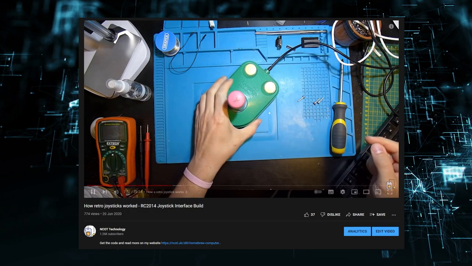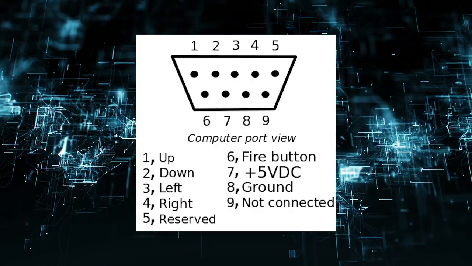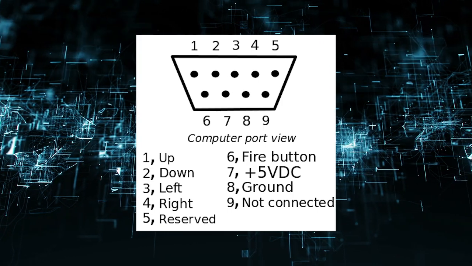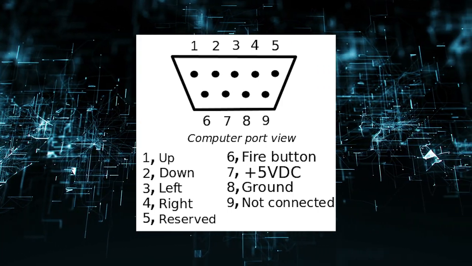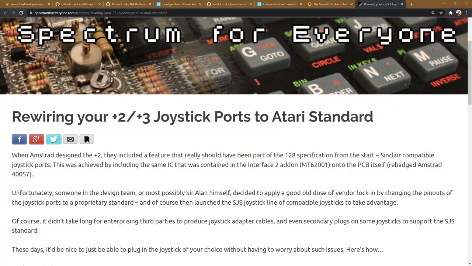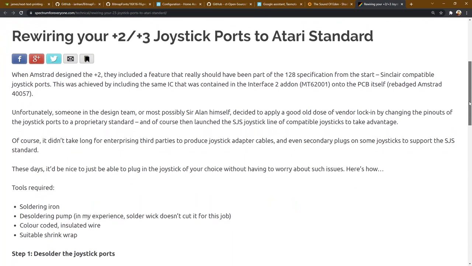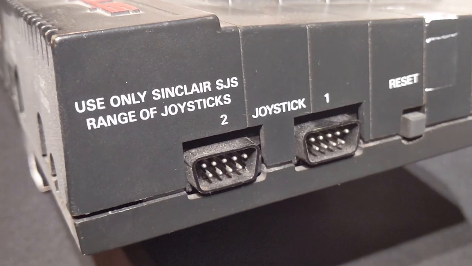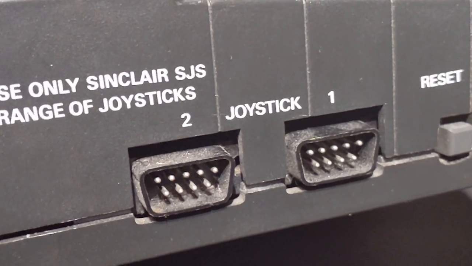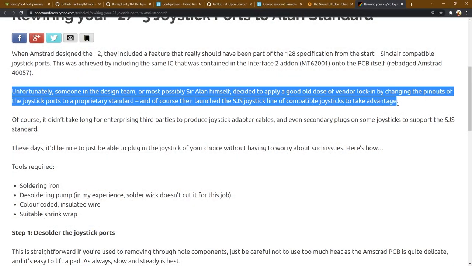Joysticks from this time period are stupidly simple. I made a video about them. Watch it after this one if you're curious. They're all wired up the same way, using a standard that began all the way back on the Atari 2600. And this is fine, except when Amstrad came along with the CPC, and then the +2 and +3 Spectrums, they decided to invent their own different wiring, but using the same plug, because why not? It was the Wild West of the 80s, and nothing was standard.